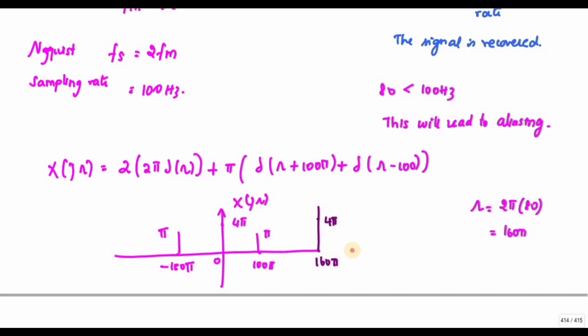This is 160 pi, and if I add 100, it will become 260 pi, right? So at 260 pi it becomes pi, and at 60 pi it will be pi. So this will cause a problem. This is called alias.